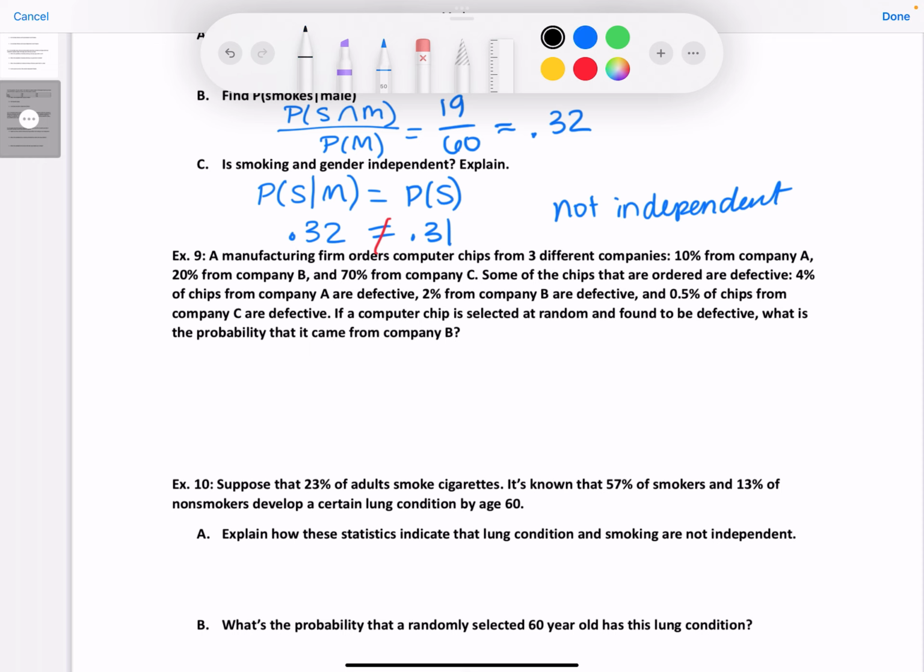So I'm going to set up basically a branch here for each company. So A, B, and C. So this is all given information. This is going to be where the chips came from, and then we're going to do if they were defective or if they were okay. So 10% are from A, so that's 0.10. 20% from B, so 0.20. And 70%, so 0.70 from C.